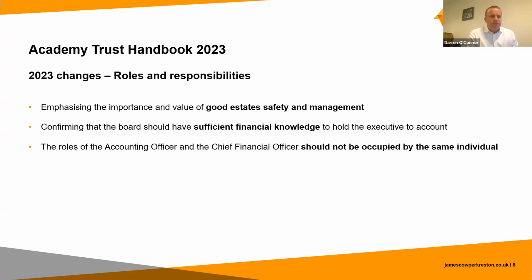One of the other changes is confirming that the board should have sufficient knowledge to hold executives to account. So here, I think some of it is two-way, really. It's making sure that the board have enough information, i.e. financial data and so on, to hold individuals to account, but also making sure the board composition and skills mix is appropriate, that they do have financially minded people on their board, as well as non-financial, whether it be HR, legal, and other, to make sure that there's a good breadth of knowledge.